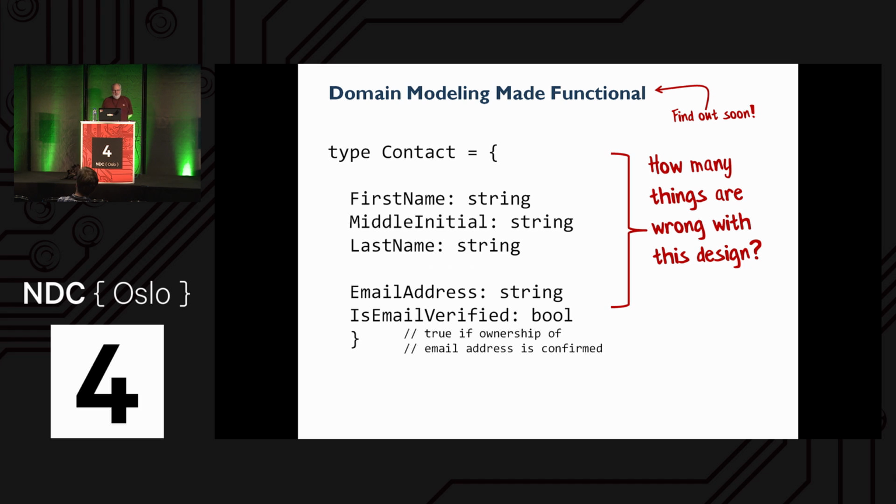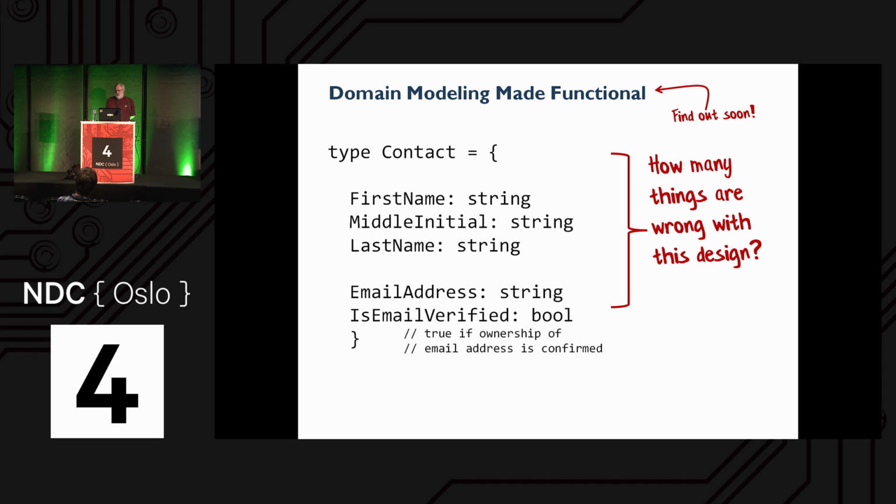And this talk is about domain modeling and how the type system in a functional language like F# or Haskell can do a kind of domain modeling that's different. And so I thought I'd put up a little quiz at the beginning. How many things are wrong with this design?